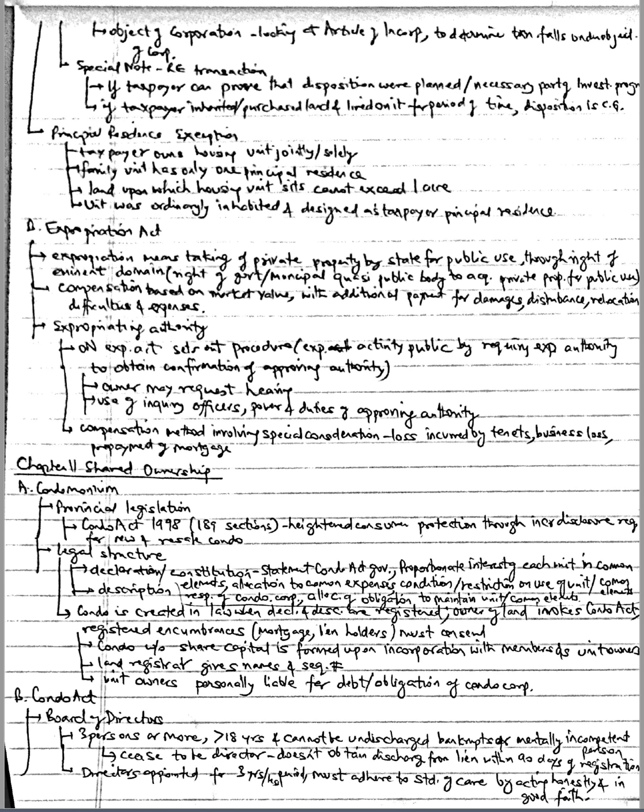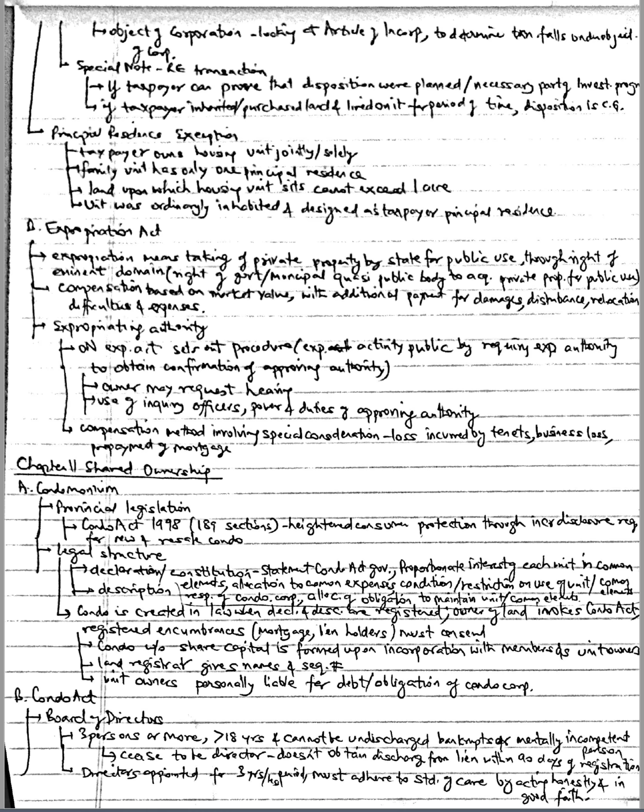The land upon which the housing unit sits cannot exceed 1 acre, and any excess is not considered part of the principal residence unless the taxpayer can prove it is necessary for the personal use and enjoyment of the unit. The unit must be ordinarily inhabited in the year. The unit must be designated as the taxpayer's principal residence for the year.